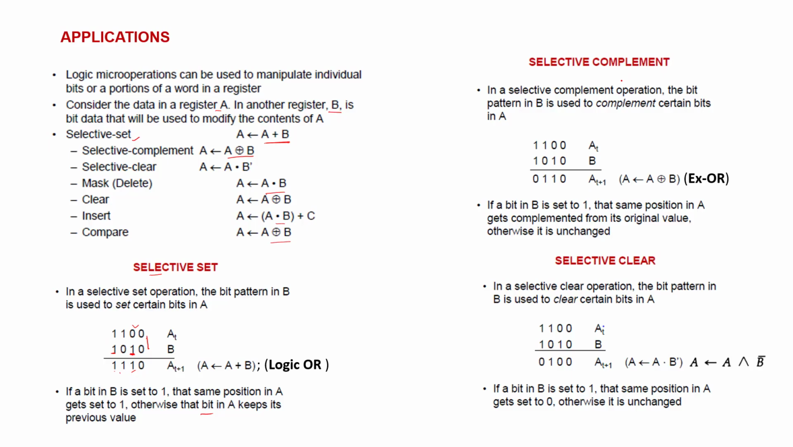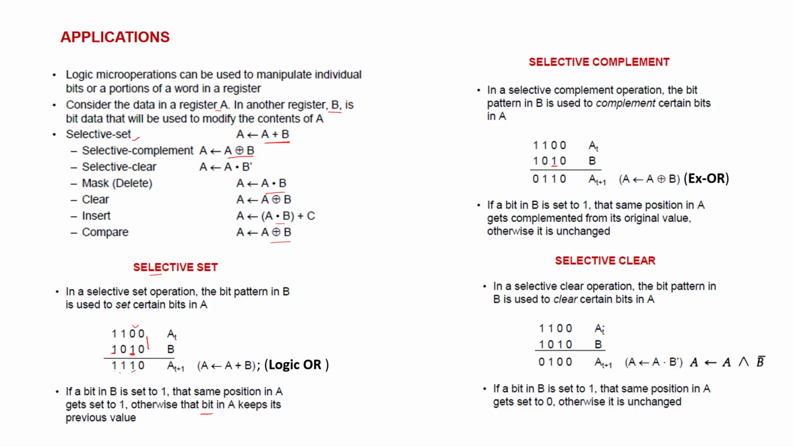In case of selective complement, the name is selective, so that particular bit of register A, we are going to select by the contents of register B. On the basis of that, this operation will take place. So in selective complement, whenever a bit of register B is 1, then the corresponding bit of register A will be complemented. If it is 0, it will become 1. If it is 1, it will become 0.